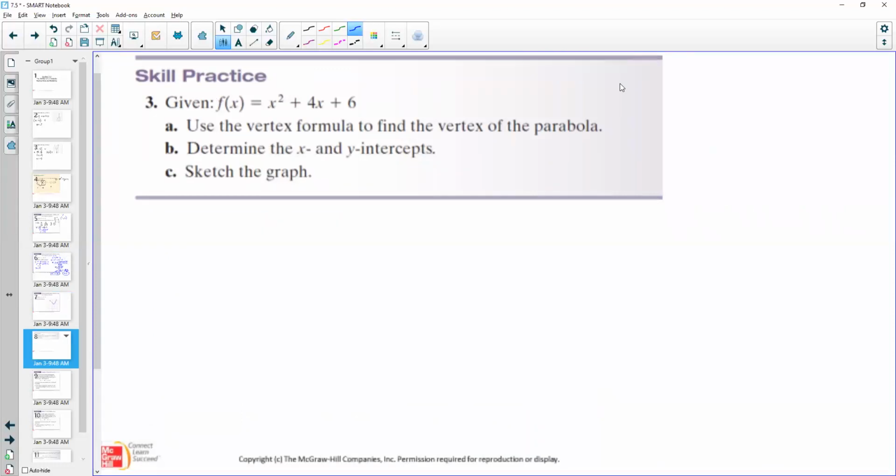All right, here's one for you to try. Vertex formula first. Get the x and y intercepts. Draw the graph. Okay? Take a second. Do it yourself before you watch me do it.